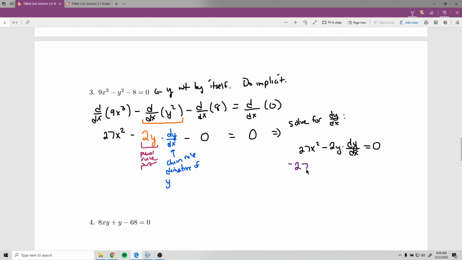Subtract the 27x squared to both sides, getting dy over dx by itself. So we got negative 2y times dy over dx equals negative 27x squared. And we do have to divide by the negative 2y to get the dy over dx by itself.